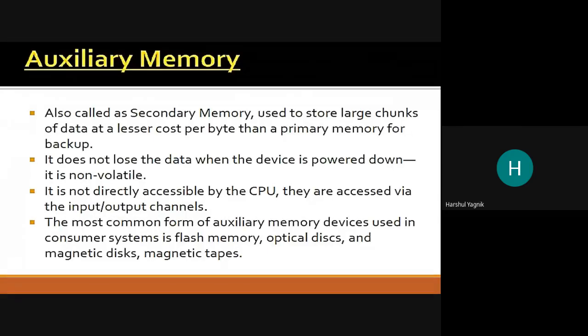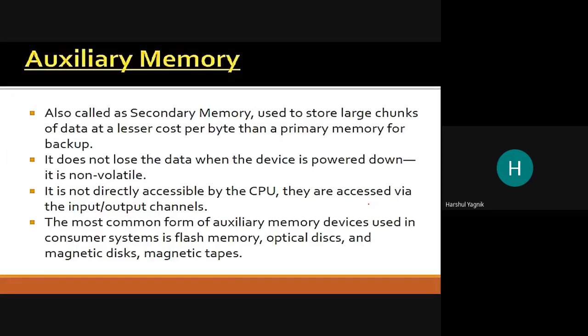Let's continue on the topic of auxiliary memory. This memory is called a secondary memory. It is used to store large chunks of data which are not very frequently used, but because it can store large chunks of data, the cost per byte is very low compared to primary memory. Another thing is that it does not lose the data when the device is powered down. It is a non-volatile memory.